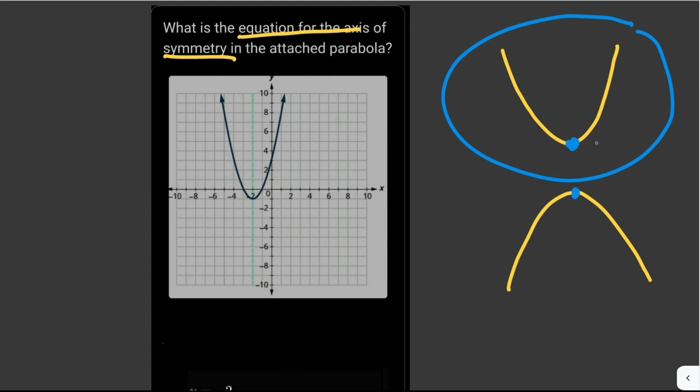Since this is the vertex of this graph, the axis of symmetry would be this one. Whatever this point is, it is an ordered pair, x and y. So the axis of symmetry here will be the value of x, or the x-coordinate.